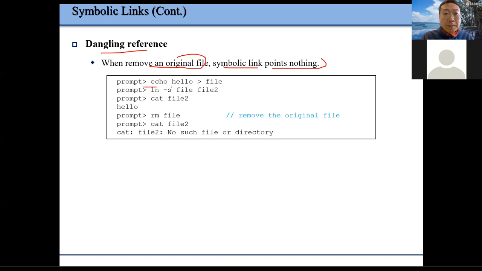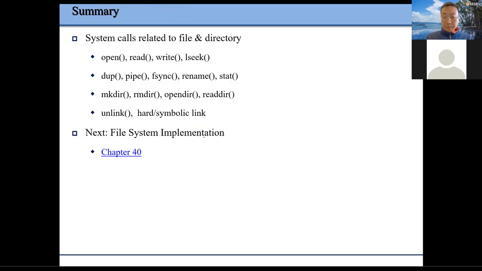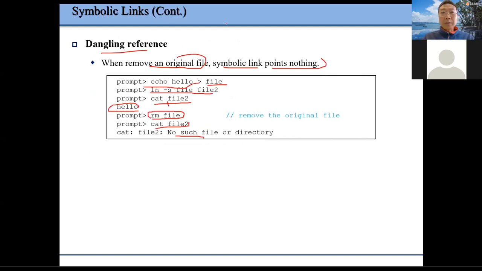For example, in this case, we first create a file, then link to file two, and when we cat file two, we can print out the message. After we remove the original file, when we cat file two, we cannot find this file. We don't have this file anymore because this is a link, right? Okay, let me go back and run this. Then you can have a better idea.